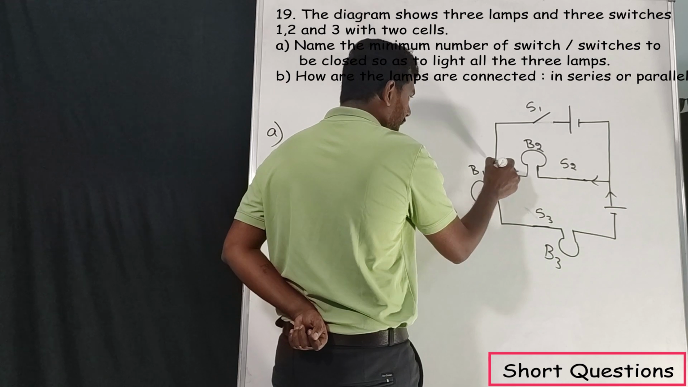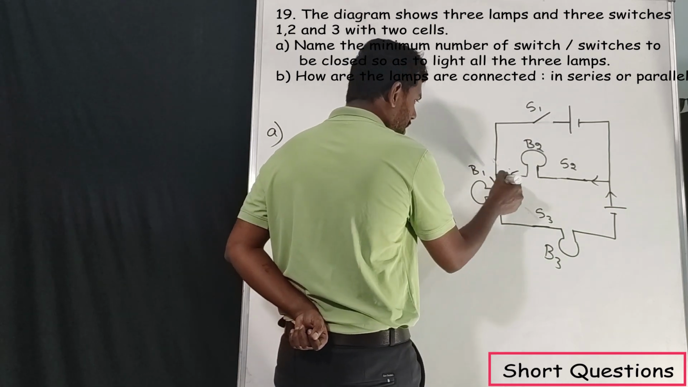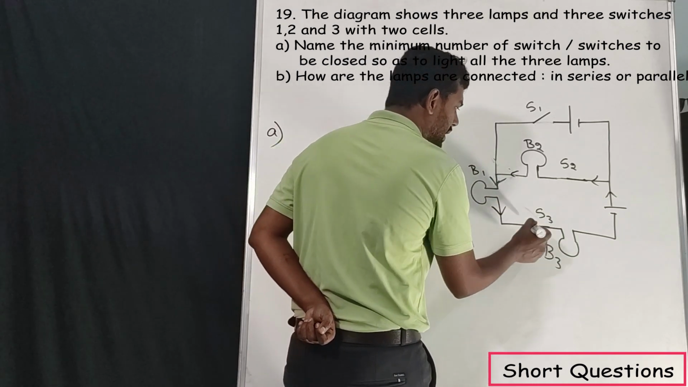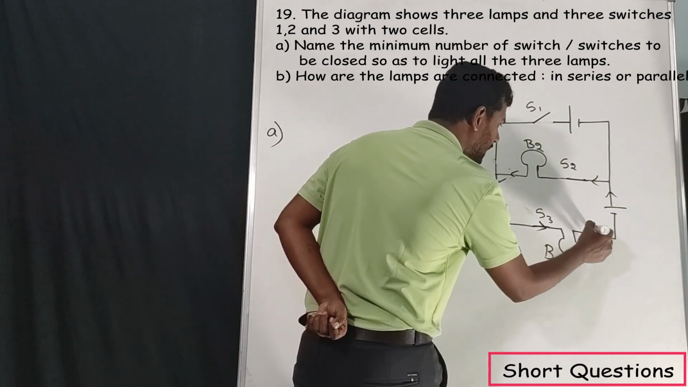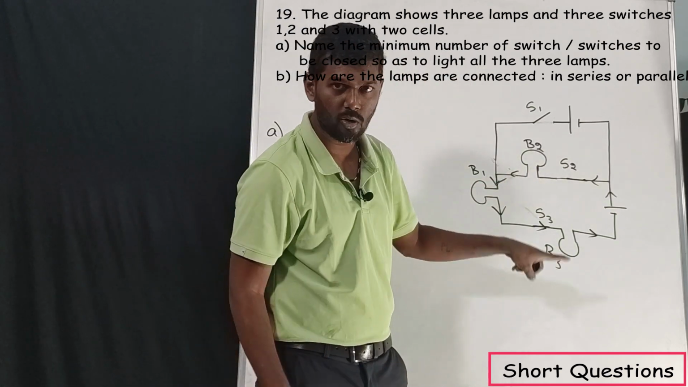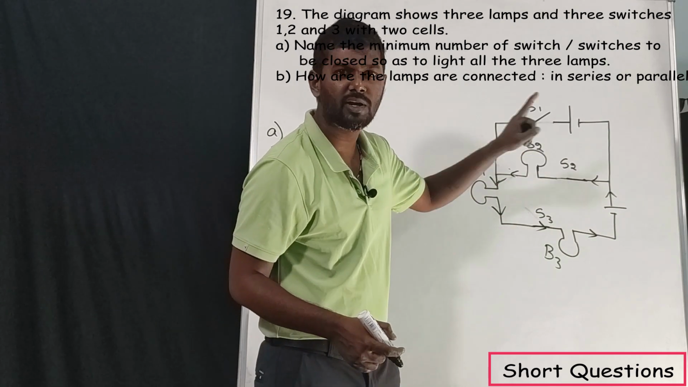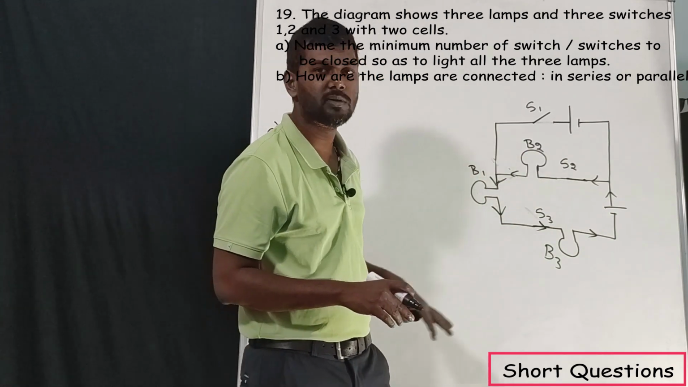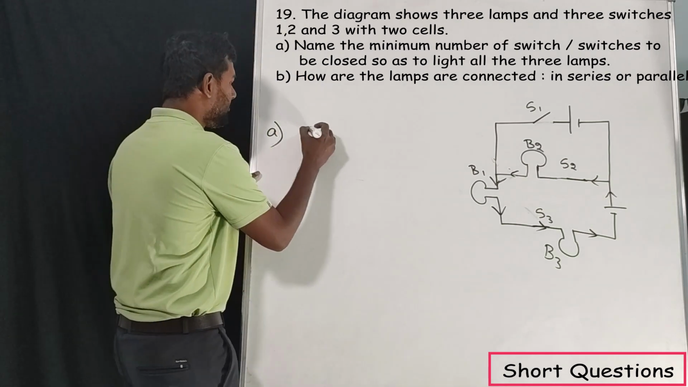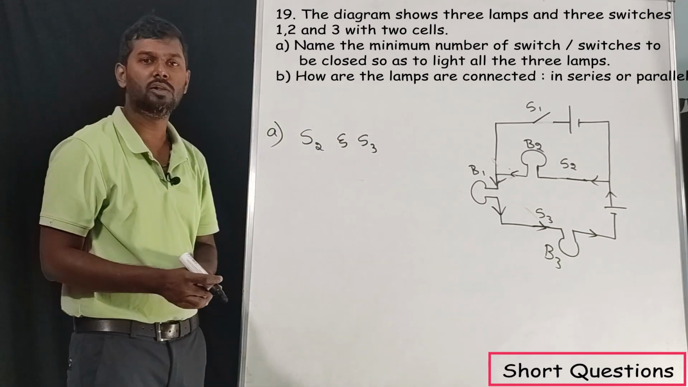Current goes here and will not even go here. Why? Because the circuit is open and the current will enter here. So bulb B1 will also glow and the same current comes here. Here the current enters and leaves. So all the 3 bulbs will glow. All the 3 bulbs will glow with the minimum number of switches, that is S2 and S3. If S2 and S3 are closed, then all the bulbs will glow. This is how you should analyze. Okay, what is the answer? Switch S2 and S3 are enough to glow all the bulbs.